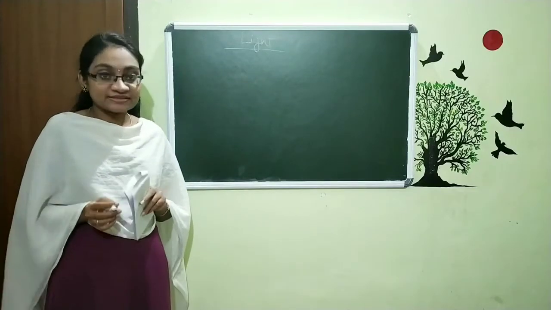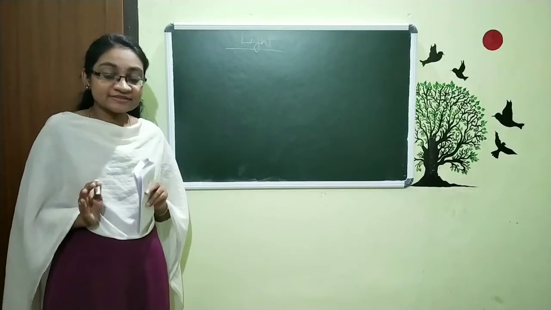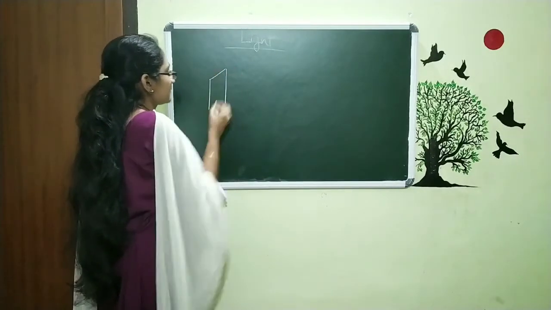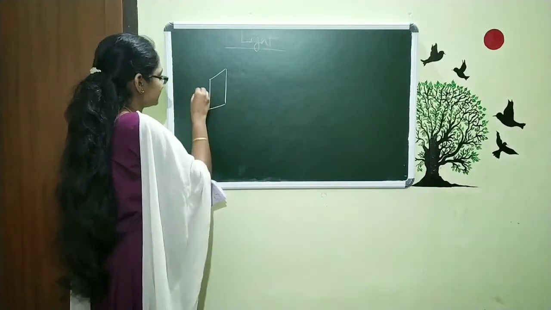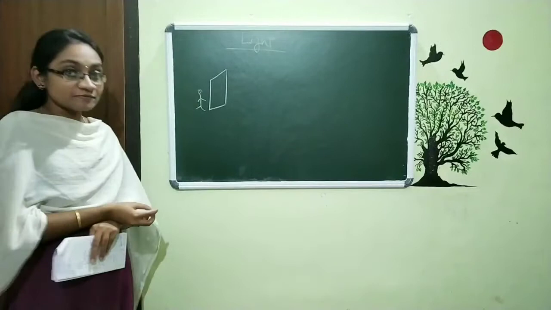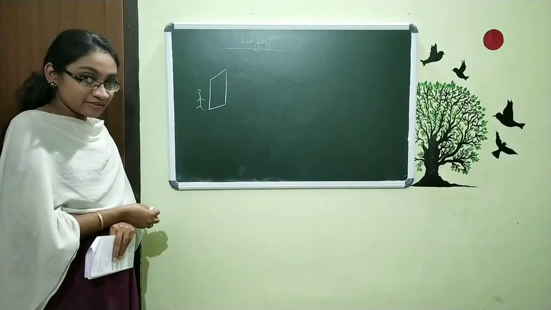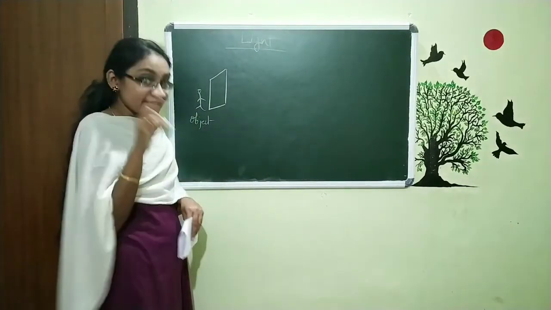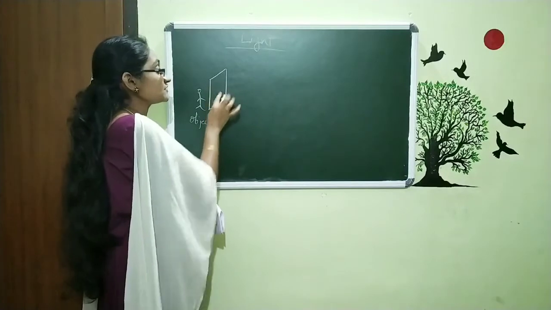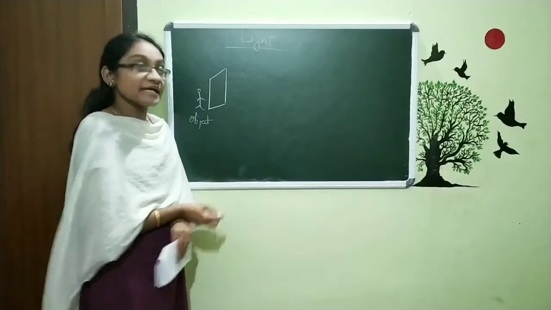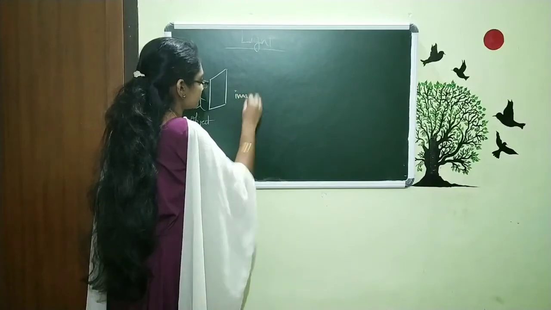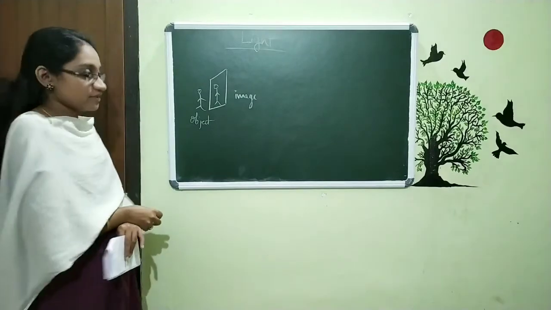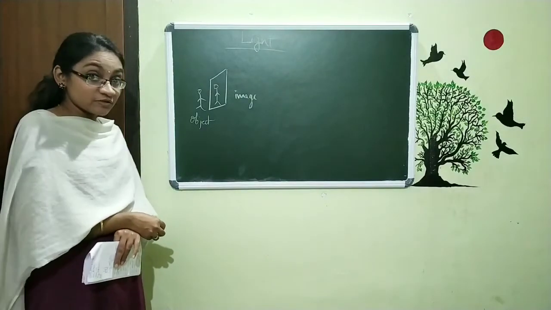In the last class, we started this chapter and discussed some things about the plane mirror. What are the things we discussed? When an object is placed in front of the mirror, we get a reflection on the surface of the mirror, and that is called the image. You can see one image on the mirror. And what's the peculiarity of that image?